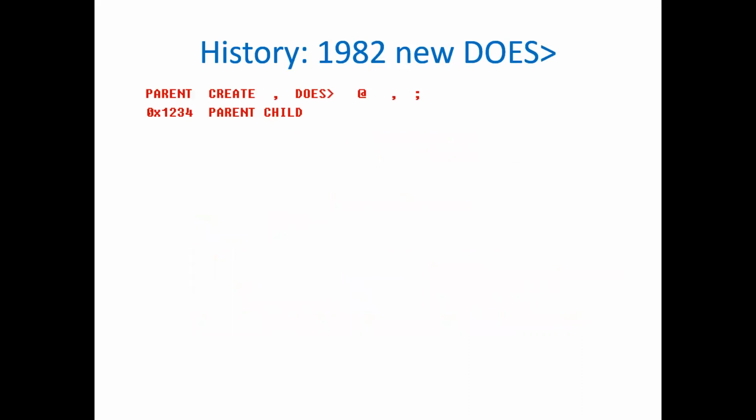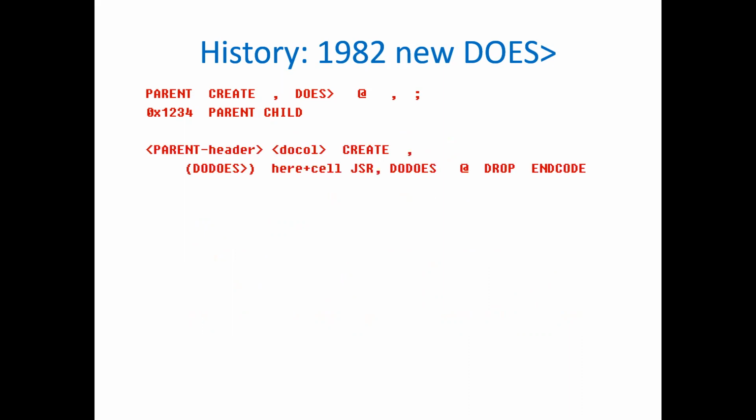In 1982, Chuck introduced the new does. So you see now we have the very same code, except bills has been replaced by create. In the compiled form, the code field contains do colon, and then create comma, and then does has compiled inline this paren do does greater than closing paren, and a 4-byte cell pointing to the following cell, which contains a subroutine called jump subroutine do does.